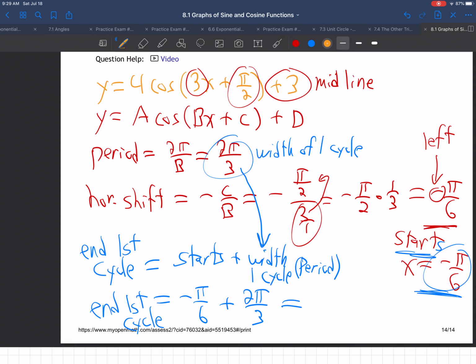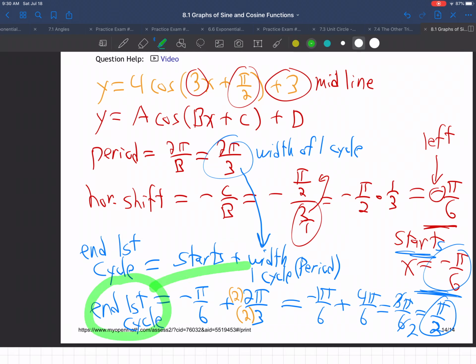And so how do we do that? Well, you multiply top and bottom by 2 to make a common denominator of 6. So we get minus pi over 6 plus 4 pi over 6. Well, this is minus 1. So 4 minus 1, 3 pi over 6, which is pi over 2, right? 3 goes into 6 2 times. So it's pi over 2. So that is where it's going to end its first cycle, at pi over 2.